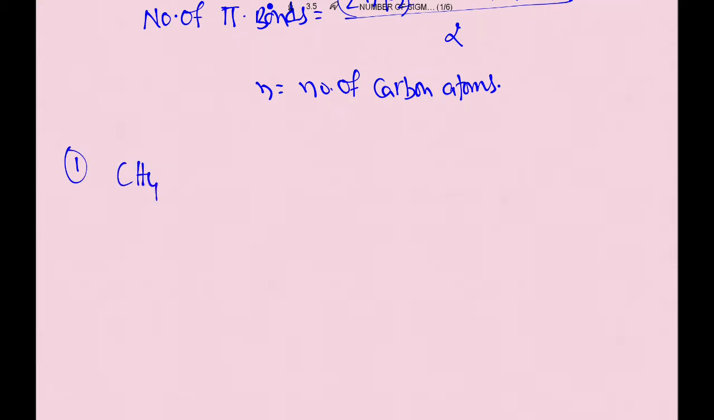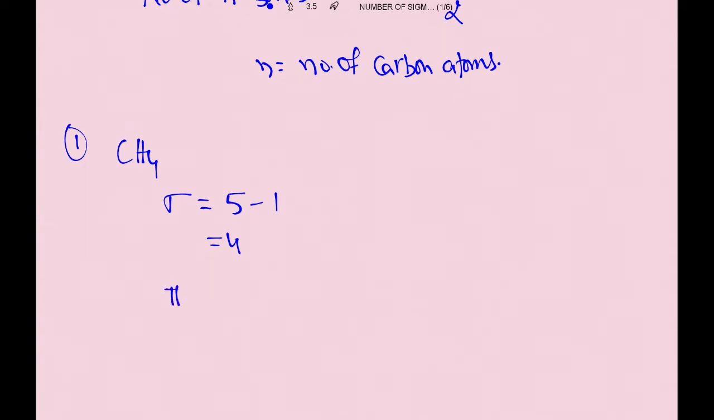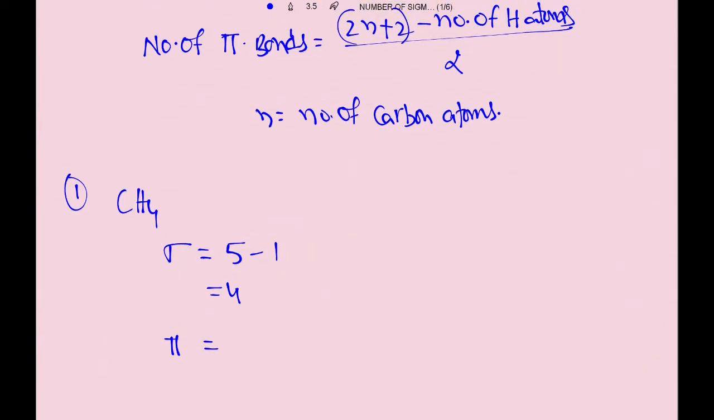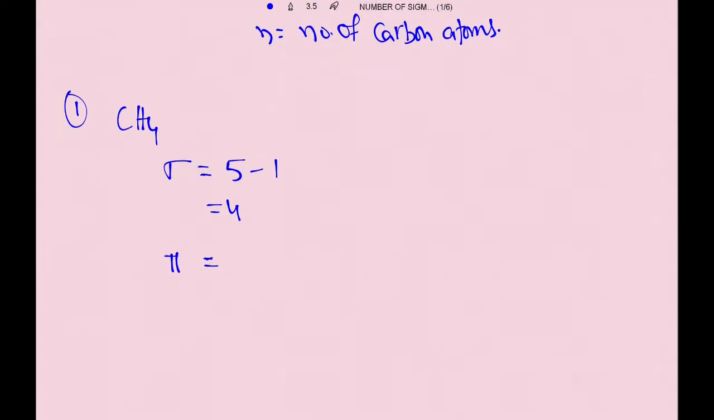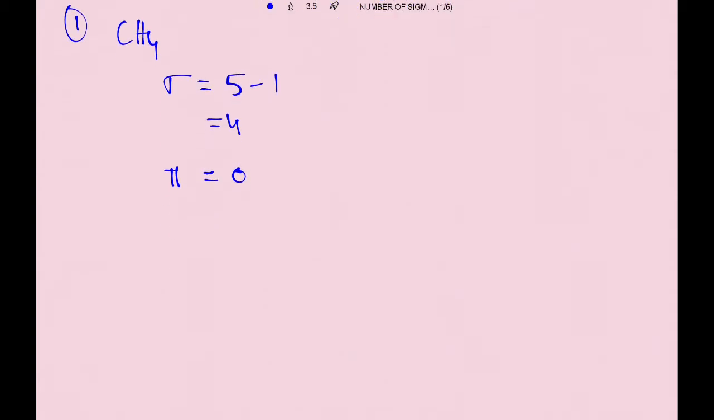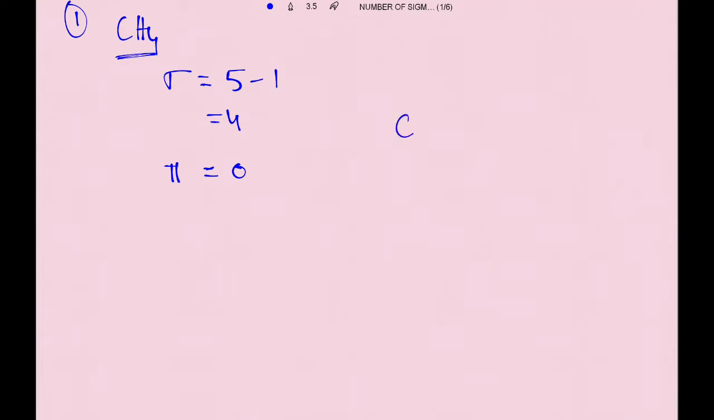If I take methane, according to the formula, the number of sigma bonds is the number of atoms, 5, minus 1, which equals 4. And the number of pi bonds, if you calculate, is 0 only. Based on this formula, 2n plus 2, where n is the number of carbon atoms, 4 minus 4 by 2, we get 0.